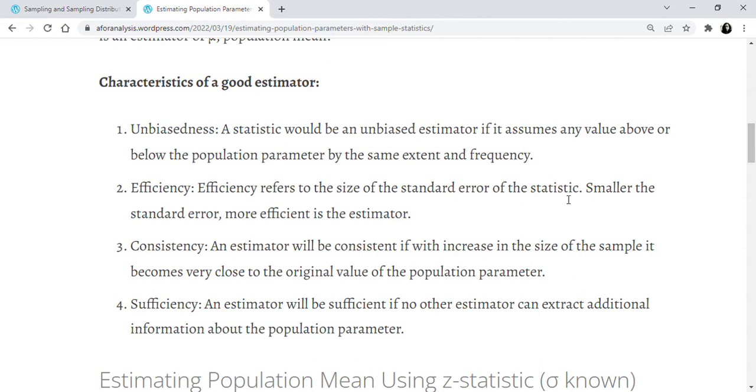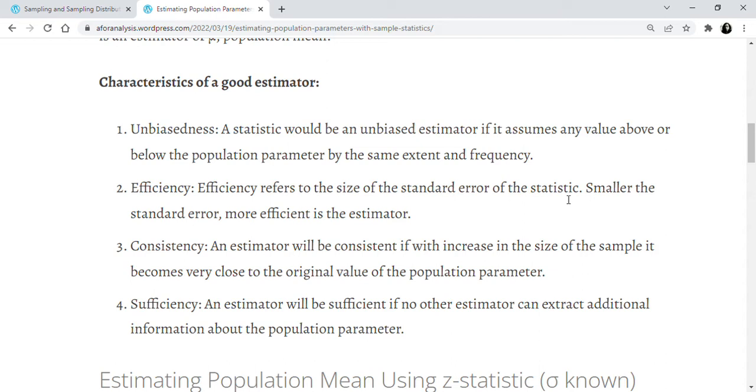Consistency. An estimator will be consistent if, with the increase in the size of the sample, it becomes very close to the original value of the population parameter. So we start with a small sample size, but if we increase the sample size, the sample statistic or the estimator should become more and more precise, and it should get close to the population parameter. If that is the case, then we can call our estimator consistent.